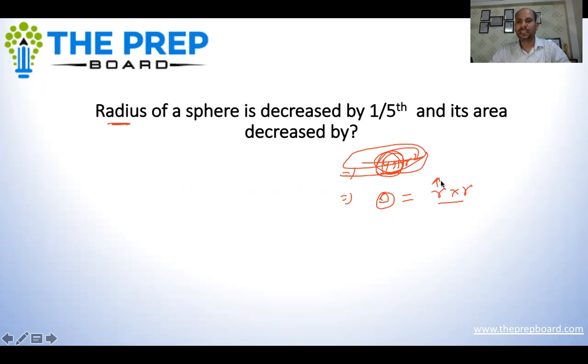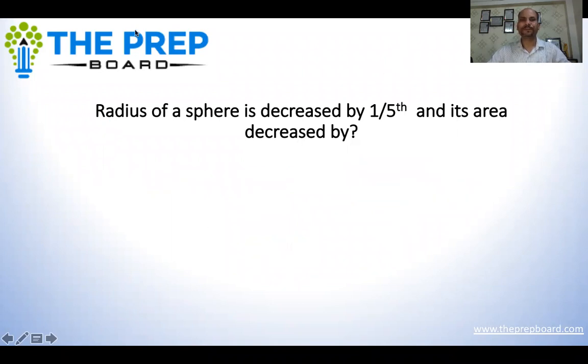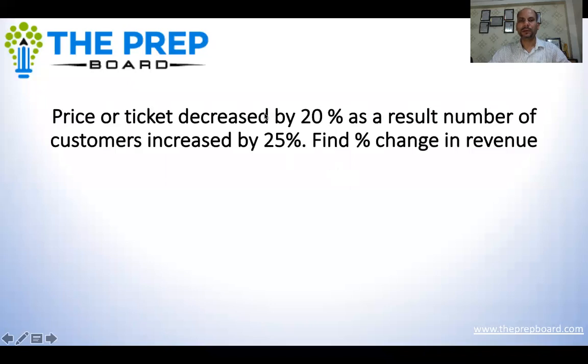So this R has been decreased by 20%. This R has again decreased by 20%. So what will be the overall change? It's minus 20 plus minus 20 into minus 20 by 100. It will become minus 36%. This minus says that its area has been decreased by 36%. Okay. Let's move on to the next one.